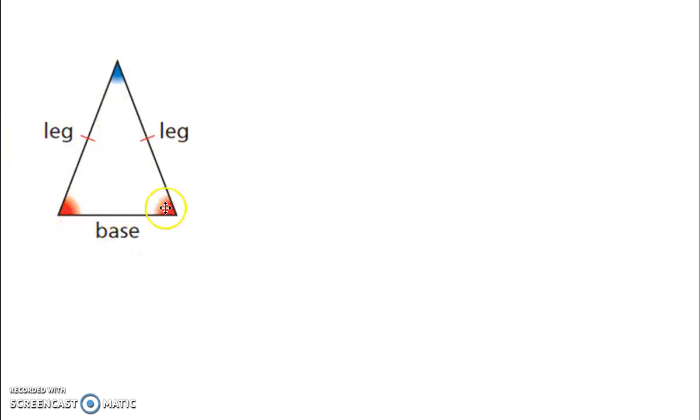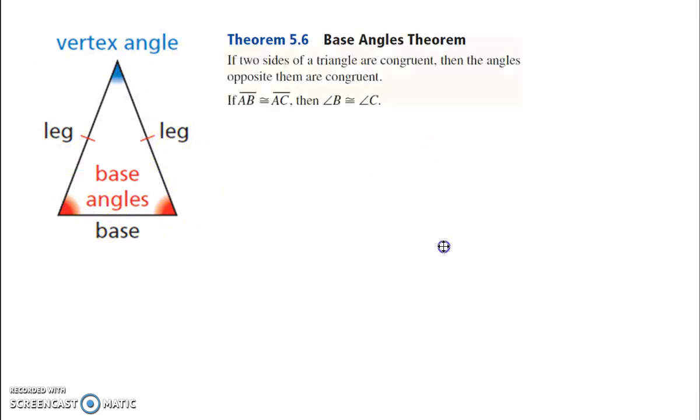So these two angles by the base are called base angles. And this up here we'll call the vertex. So that's the vertex angle. So vertex angle, base angles. Okay, what can we know about an isosceles triangle?